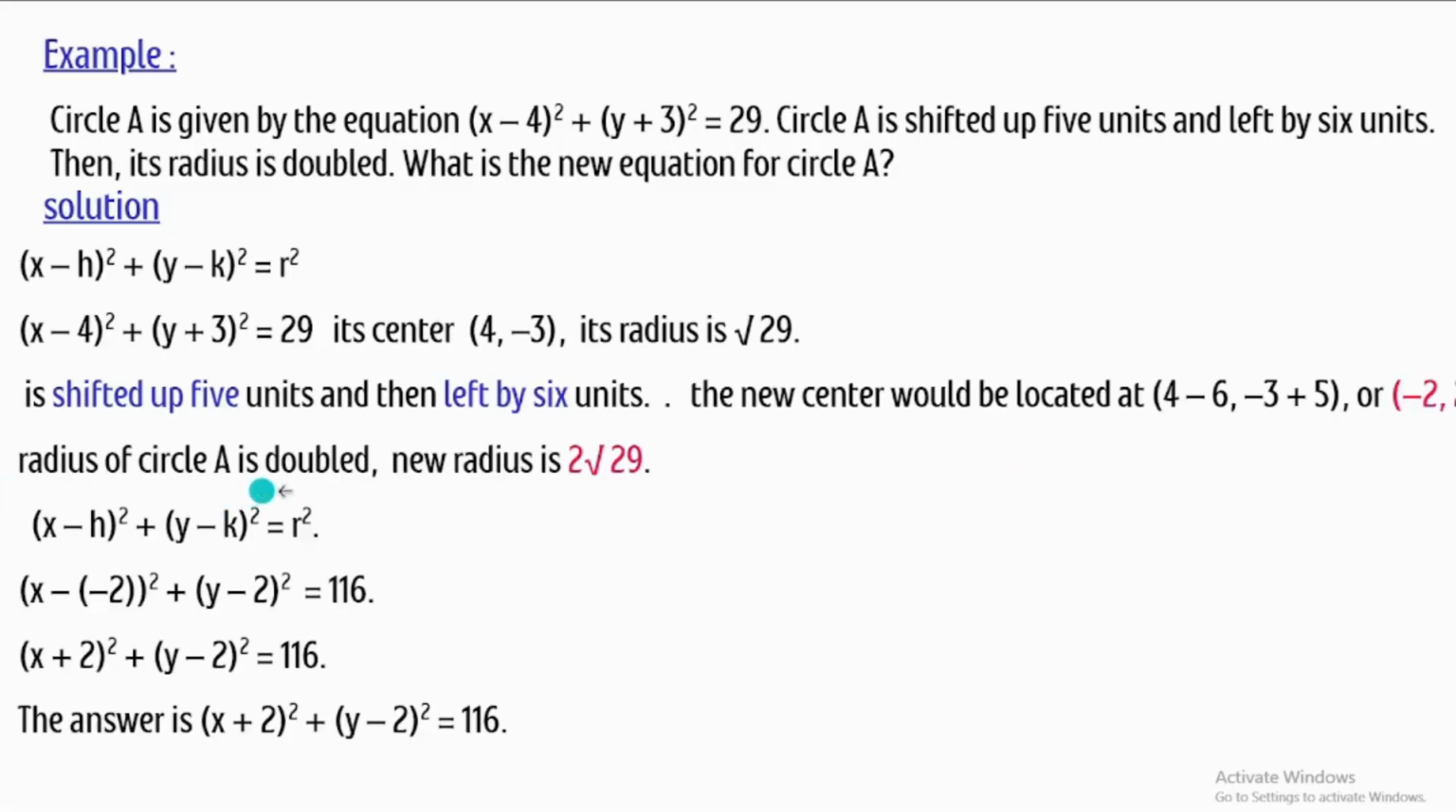And the radius of the circle is doubled. Yes, it's doubled, it's not squared. It becomes twice the first radius, so it becomes 2 root 29. We will substitute in this equation: h now is -2, k is 2, and we will square the radius because this is r squared, and find the equation of the circle.